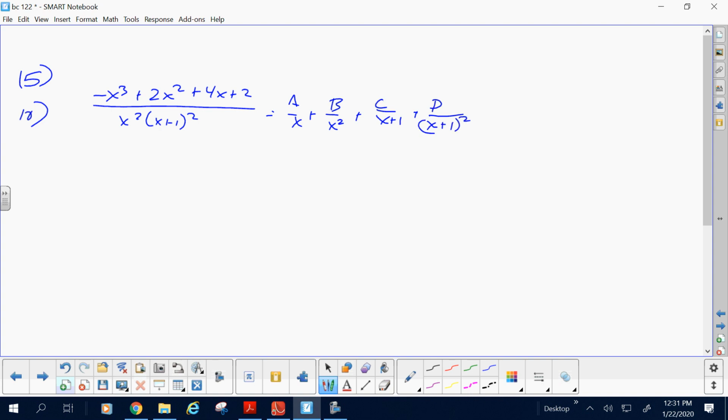All right. So with the fractions cleared, it's negative x cubed plus 2x squared plus 4x plus 2 equals A times, you're multiplying through by x squared, x plus 1 squared. So you'd get an x and an x plus 1 squared. This, you'd get an x plus 1 squared. This, you'd pick up an x squared and an x plus 1 to the first. And D, you'd pick up an x squared. I assume that's just fine.